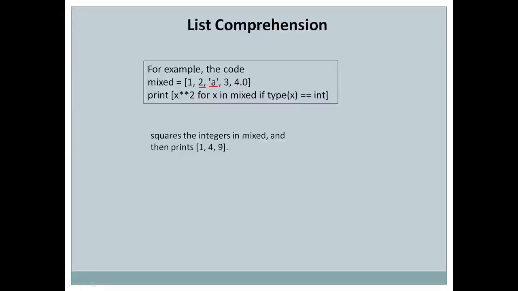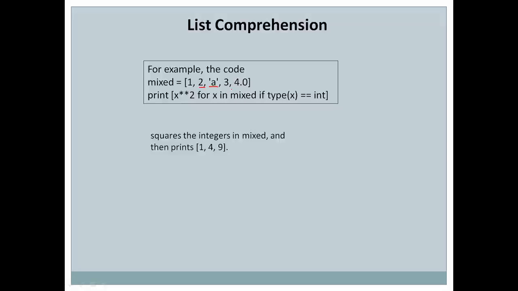So here we want to create the new list which contains squares of all the numbers, that is only integer numbers. So integer numbers in the old list are 1, 2, and 3. a is not an integer, even 4.0 is not an integer. So we want to create a new list which contains squares of only integers.